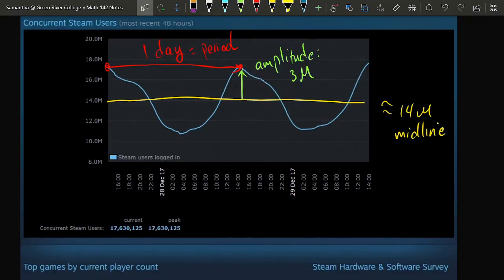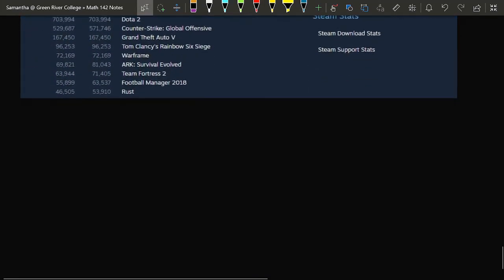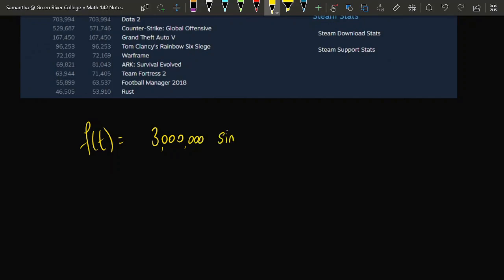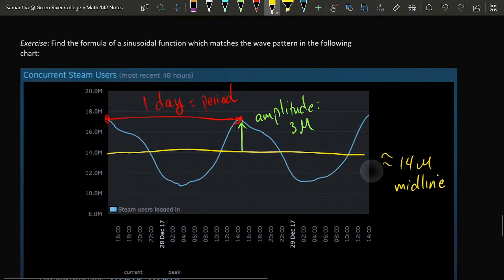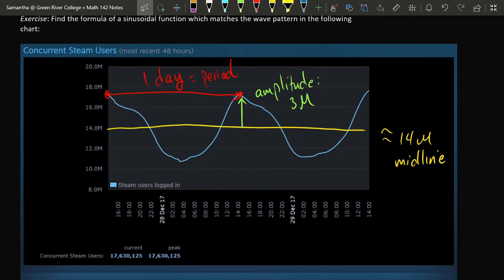So using the formula above, I'll construct the following sine function. I will multiply the output by 3 million. In the parentheses, I will multiply the input by 2 pi divided by the period. And I will add the midline of 14 million to sine on the outside. And this function, when graphed on the same scale as this chart, will match the chart as well as anything mathematical can match anything real.